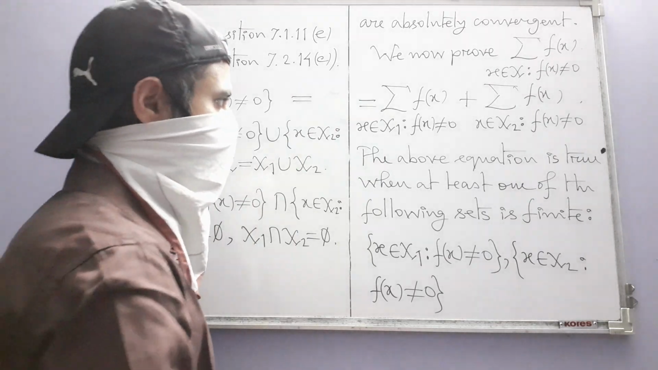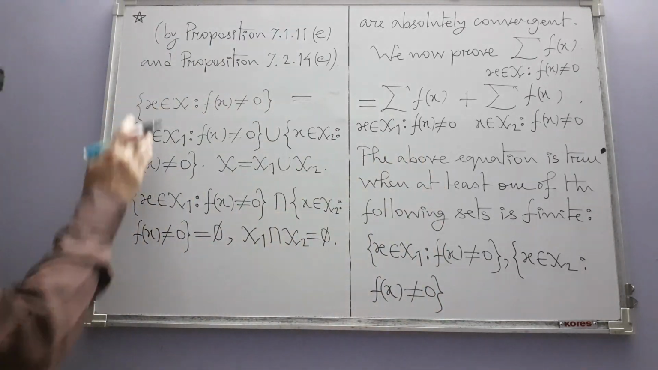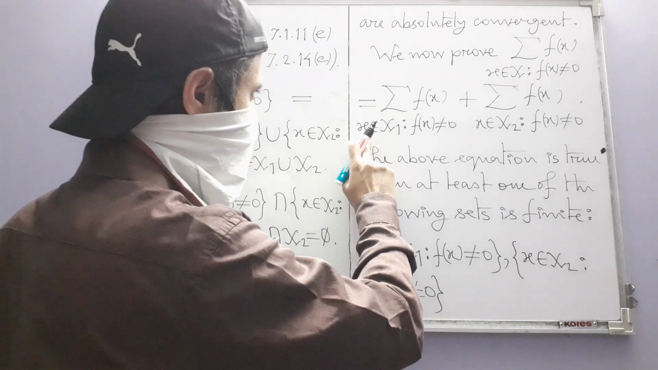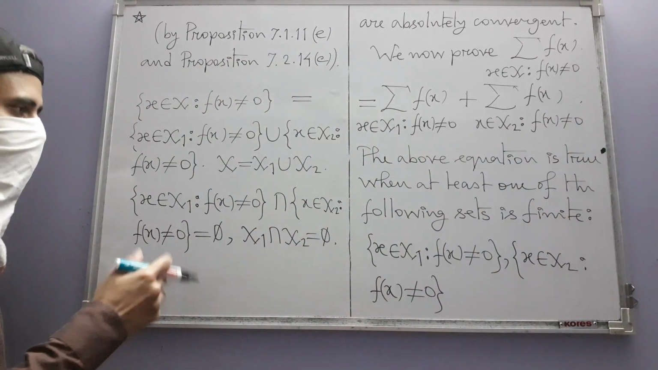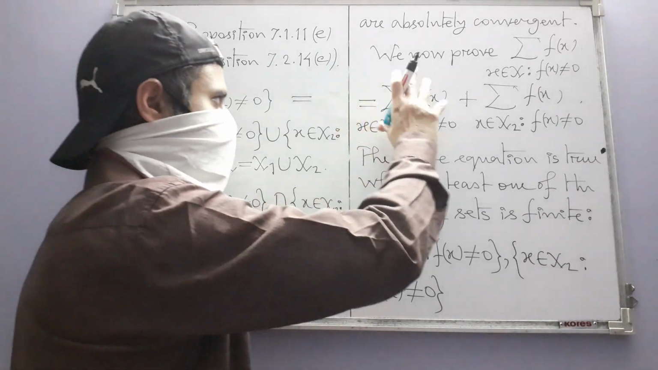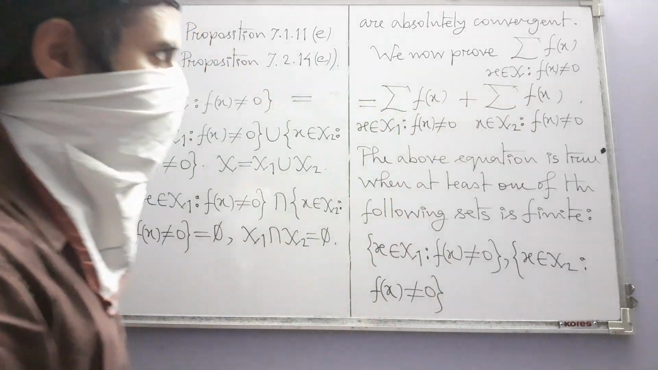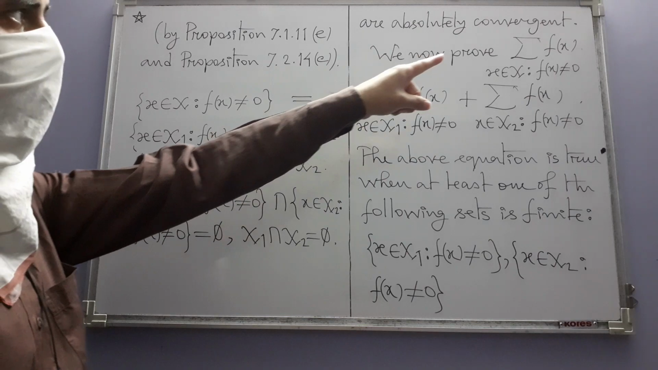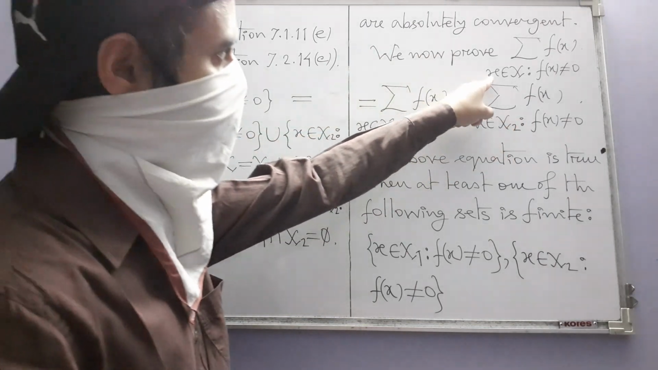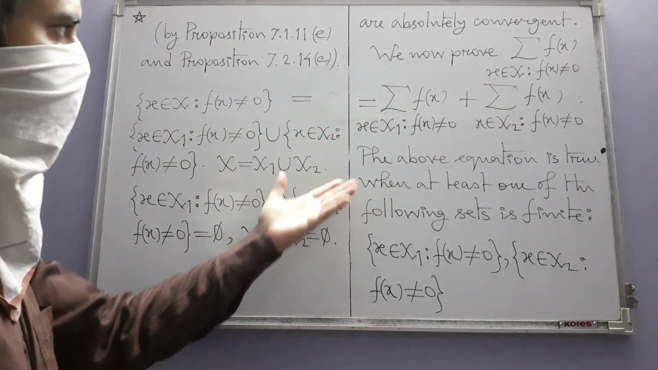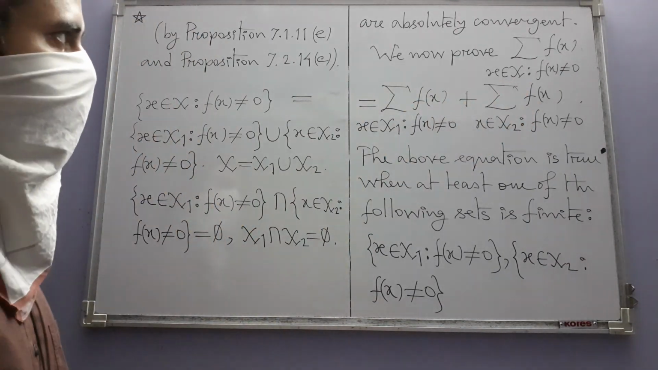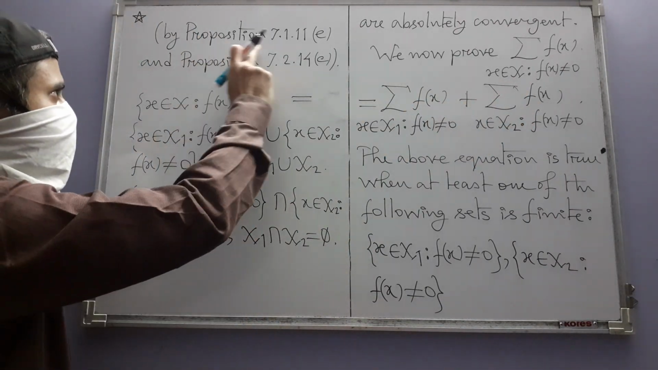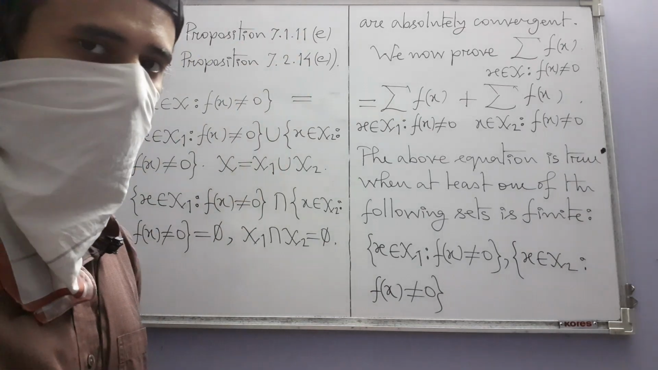And when you have a situation like this, that is you have two sets, this one and this one, and they are disjoint, then the sum of such sums is another such sum where the variable varies over the union of these two sets. That means this. And that is proposition 7111E.